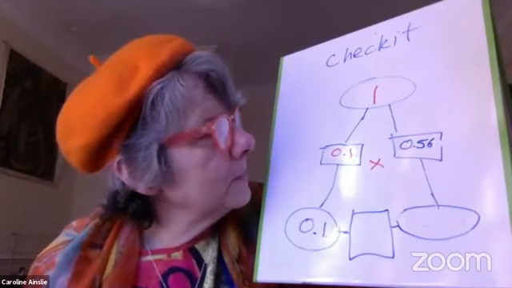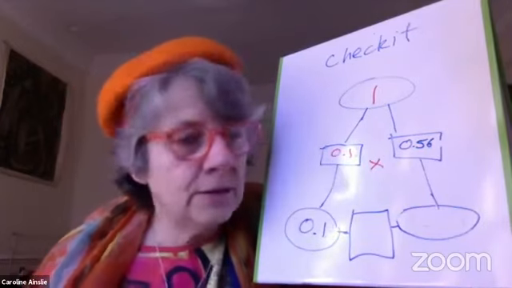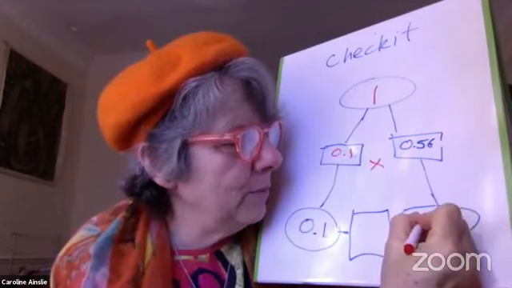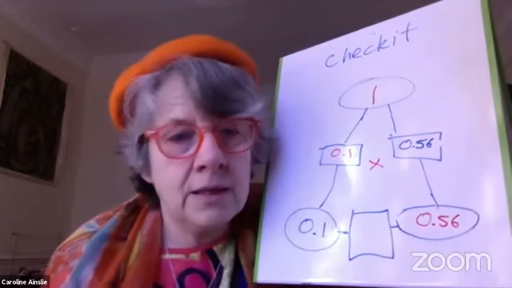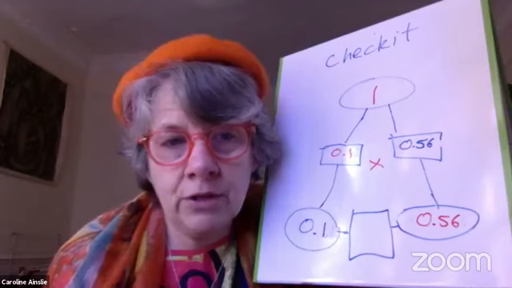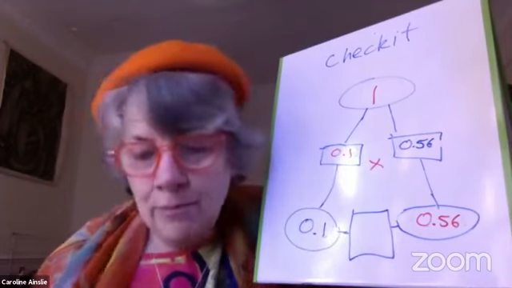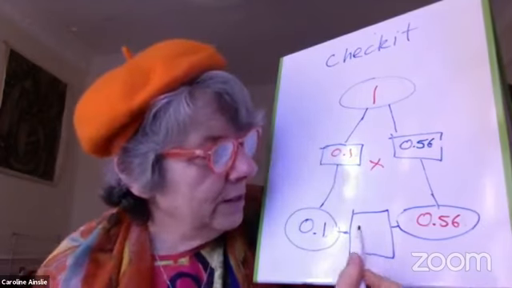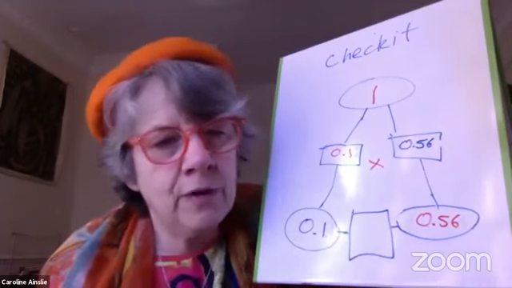And Red says, well, I still know what happens when you multiply by 1. It still doesn't change the answer. So that's good. And now, oh dear, now Blue's got to work out this one. So we've got 0.1 times 0.56.